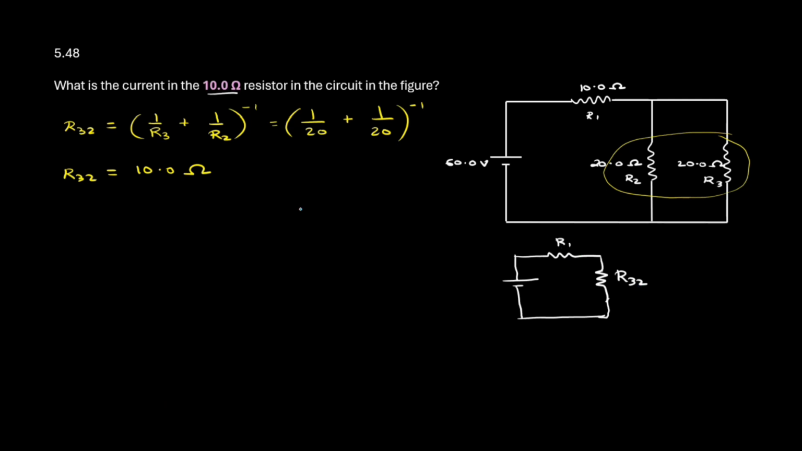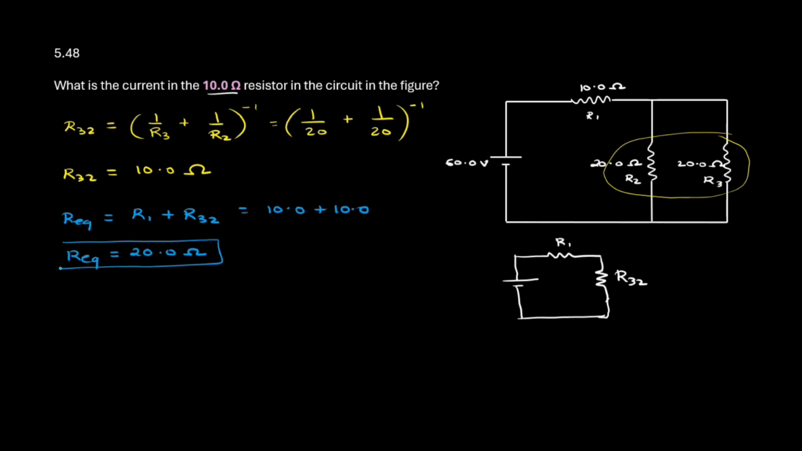So I will find their equivalent resistance as R equivalent equals R1 plus R32, which will be equal to R1 is 10 ohm, R32 is also 10 ohm, and when you solve them, you get the equivalent resistance of the whole circuit to be equal to 20 ohm.